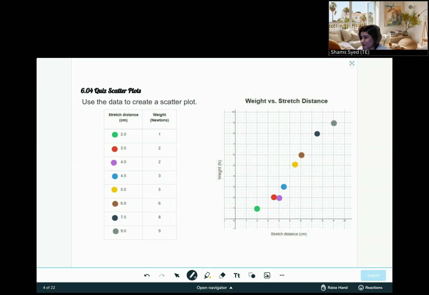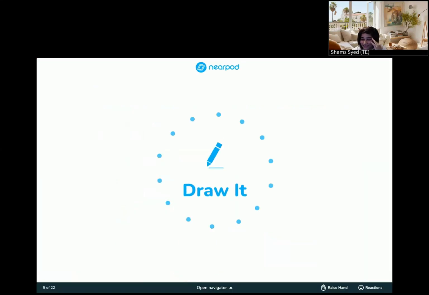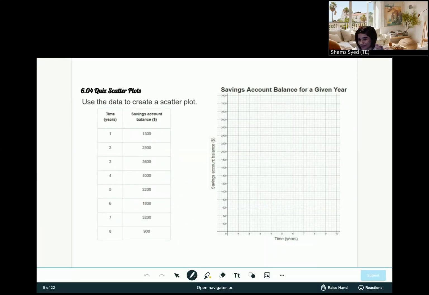I know not all of you were able to get there. That's okay. We have more practice. It is going up. Here is variety 2. It is just putting dots on scatter plots, and we should have fun doing that.